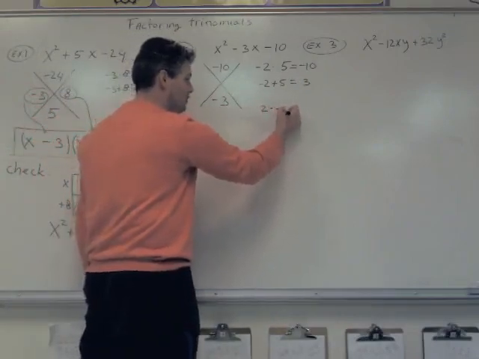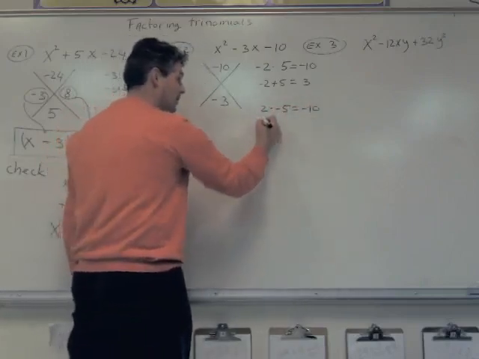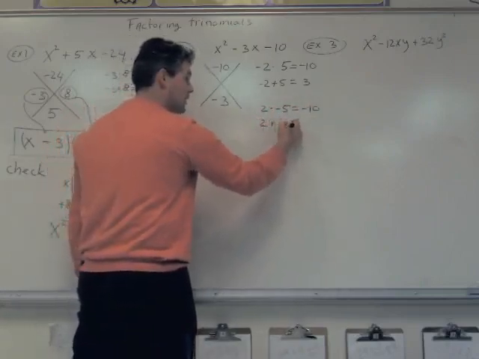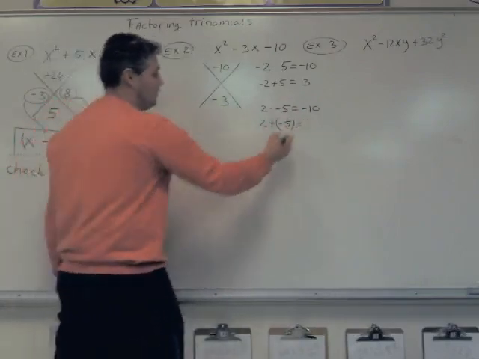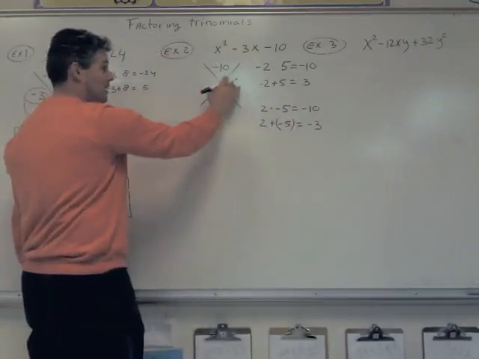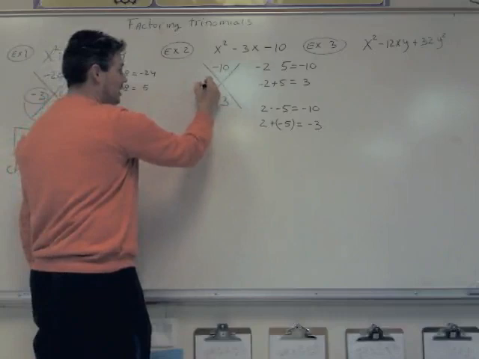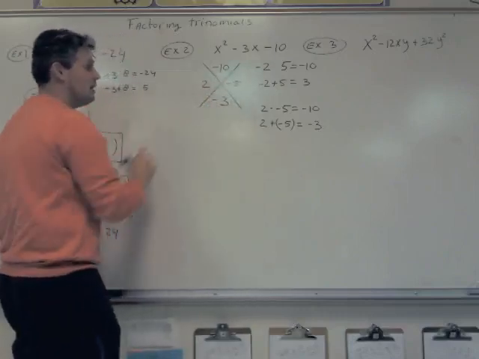2 times negative 5 is also a product of negative 10. But if I do 2 plus negative 5, that gives me a sum of negative 3. So my two numbers that I have to multiply to get negative 10 are 2 and negative 5, because those two give a sum of negative 3.